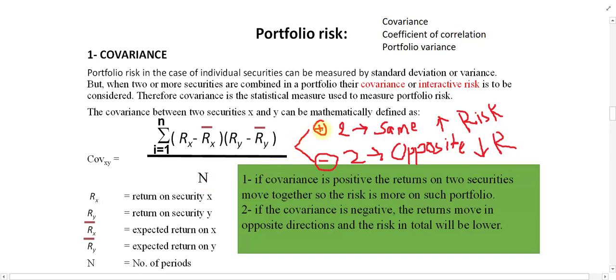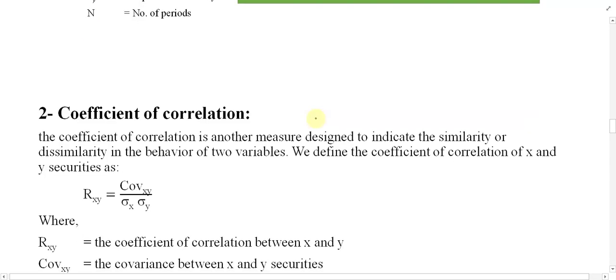Whatever the result, if it is positive, these two securities have the same features, so please do not combine them. So the next point: if the result is positive, please do not combine these two securities as a portfolio. If the result is negative, please combine these two securities as a portfolio. So this was the first technique. Let us go for the second technique as well.